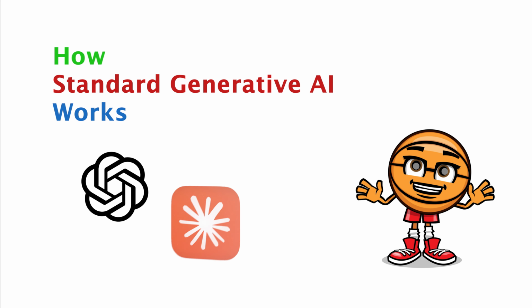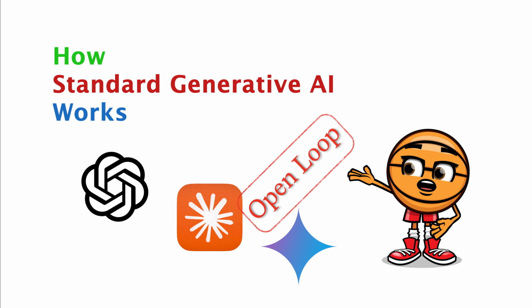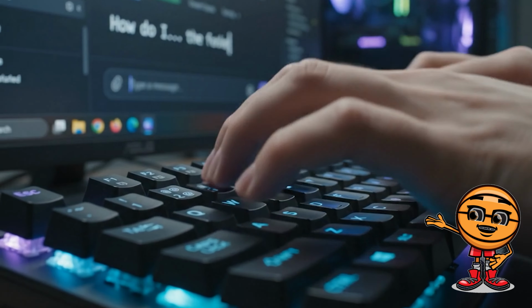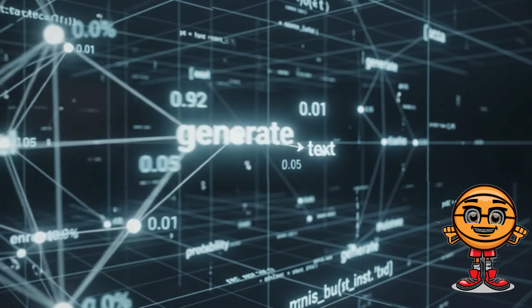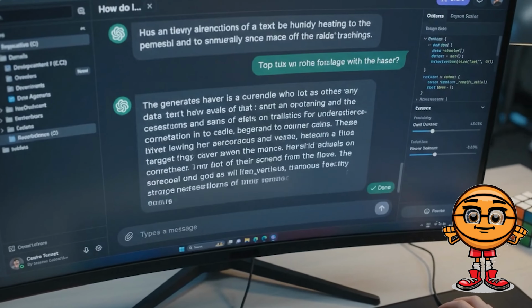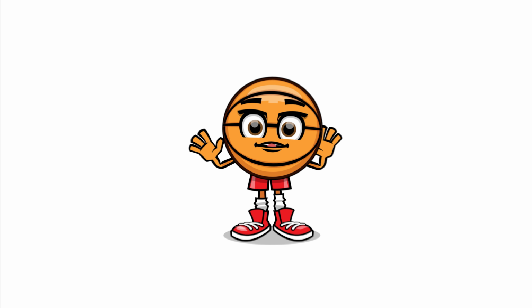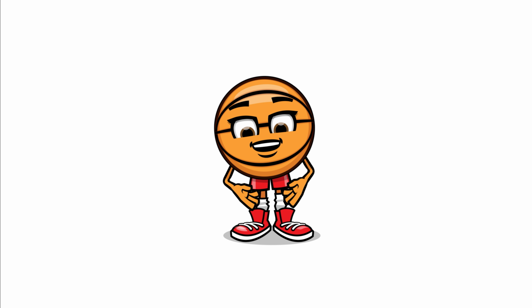Models like ChatGPT, Claude, or Gemini are open-loop systems. When you type a prompt, the model calculates the mathematical probability of what words should come next based on its training data. It outputs the answer and its job is done. It has no idea if the answer actually solved your real-world problem or if it made up a fact.